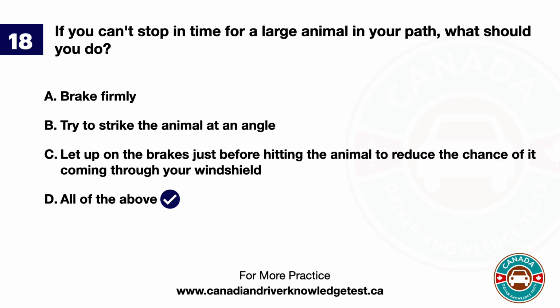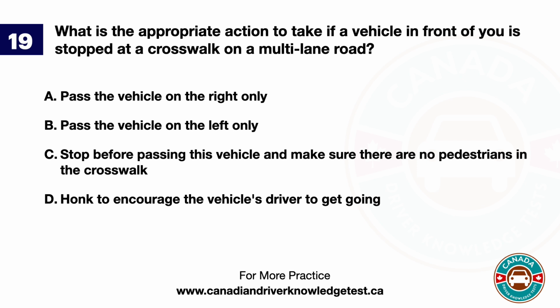Question 19. What is the appropriate action to take if a vehicle in front of you is stopped at a crosswalk on a multi-lane road? A. Pass the vehicle on the right only. B. Pass the vehicle on the left only. C. Stop before passing this vehicle and make sure there are no pedestrians in the crosswalk. D. Honk to encourage the vehicle's driver to get going. The answer is C. Stop before passing this vehicle and make sure there are no pedestrians in the crosswalk.